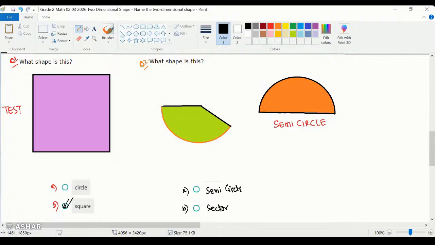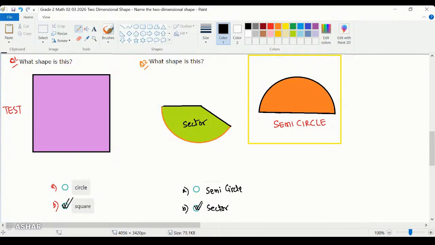Right? Let's suppose question number 3 was semicircle, so question number 2 should be a slice. Anything which does not have a straight line will be a sector. Perfect. This is a sector. Agreed? So now we know the difference between a semicircle and a sector.